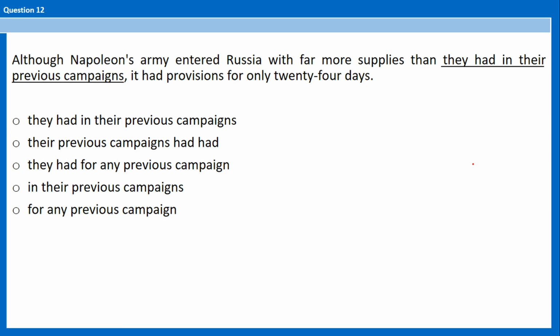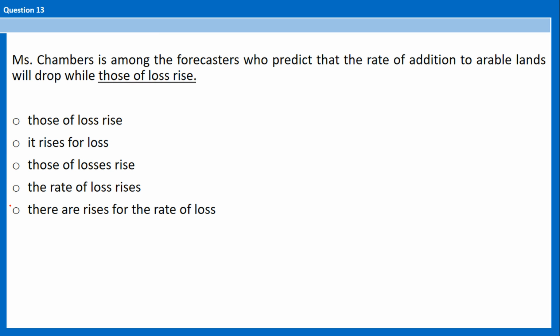Okay, Napoleon's army, remember that's singular, okay, it's a collective noun, and you can tell that it had provisions, so it's not underlined, therefore it's definitely singular. I cannot use they, their, they, or their because they and their are plural, so we keep the last one. Simple. Number 13.